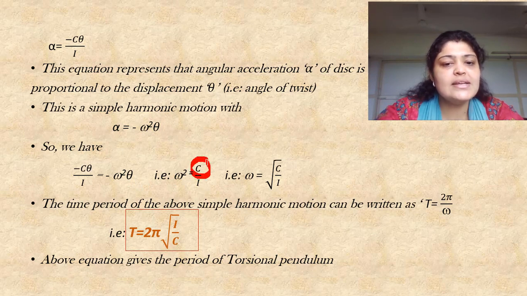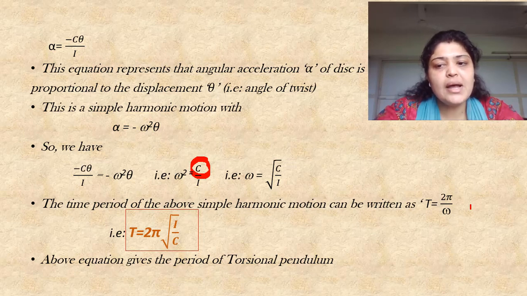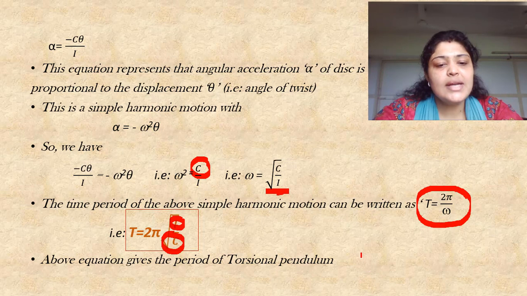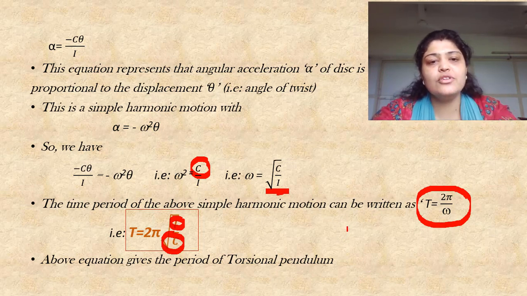What is this term c? It is the torsional rigidity of the disc. So on this basis I get omega is equal to under root of c by I. The time period of the above simple harmonic motion is written as T is equal to 2 pi by omega. Instead of omega, I substitute this equation. So I get T is equal to 2 pi under root of I by c. I is the moment of inertia of the disc and c is the torsional rigidity. This is the equation which gives the time period of oscillation of a torsional pendulum.